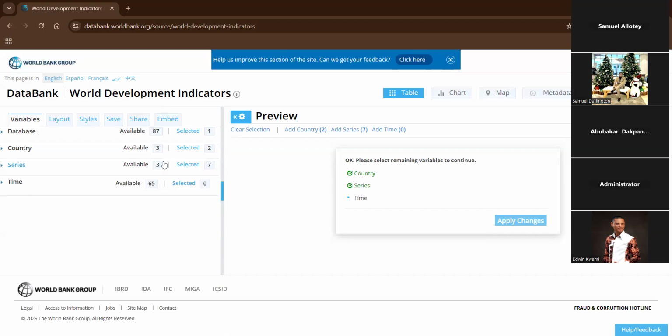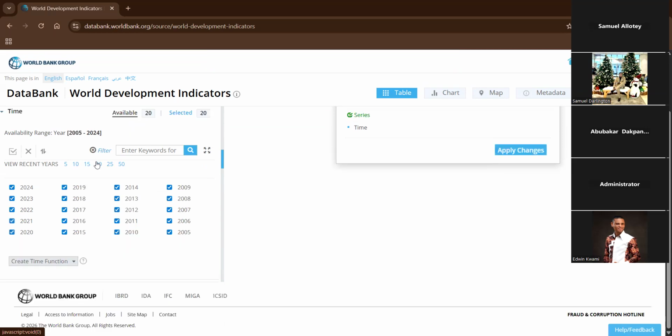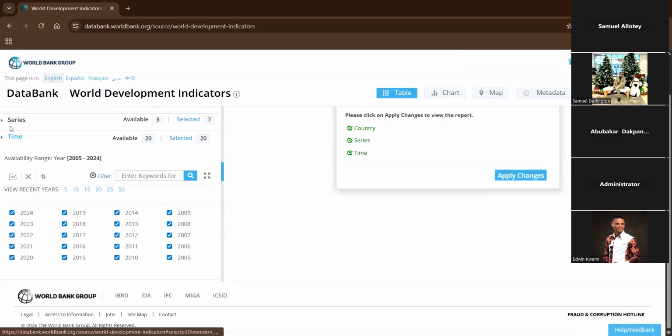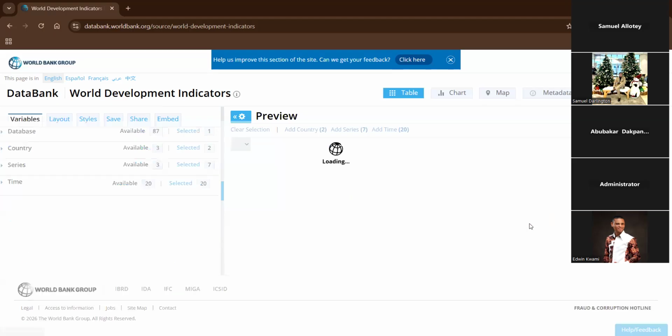I've selected my indicators. Then time, you select the years that you need. So you can choose 20 years, you can choose 25 years, or you can select them manually. You can select all the years that you need, or you can just click here and it will select for you. Okay, so now I've selected the countries, I've selected the series, I've selected the time. Then you apply changes.